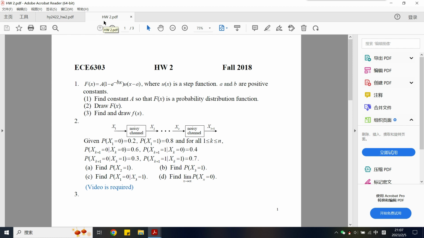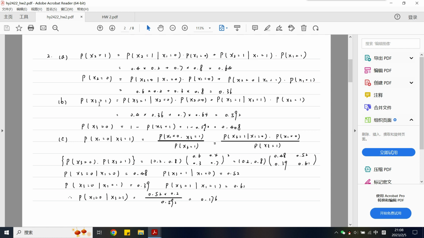So the second question is to find the probability that x3 is 1. It's the same as the first question. If we need to calculate this, we need to find the probability that x2 is 0 and the probability x2 is 1, and also we need to use the given condition to find the answer.